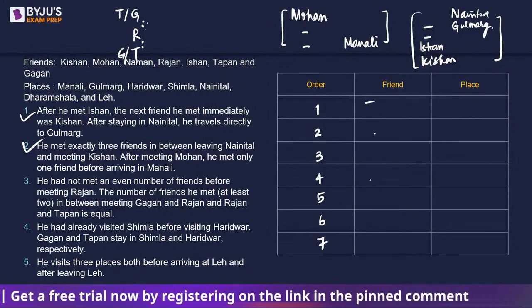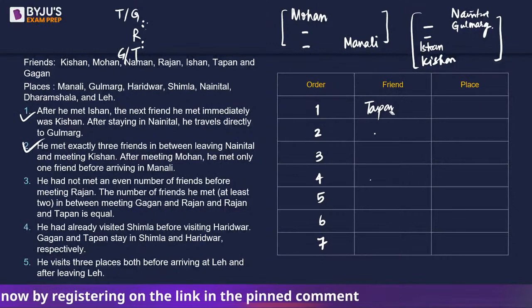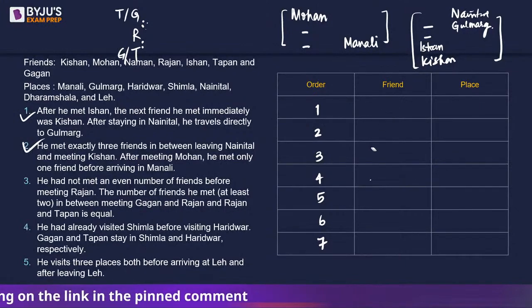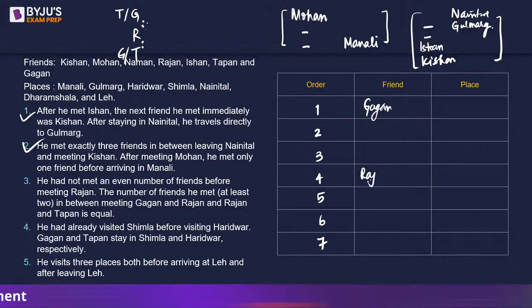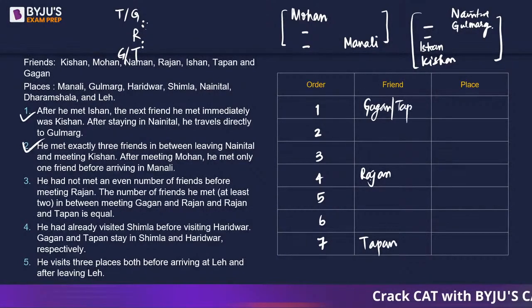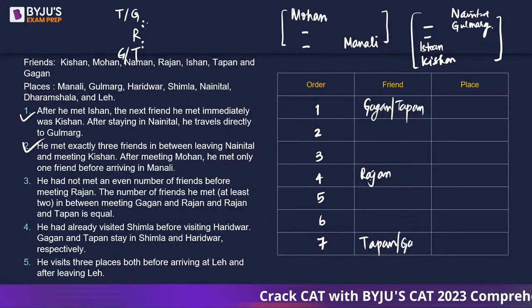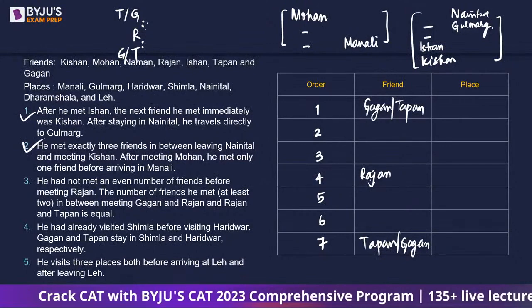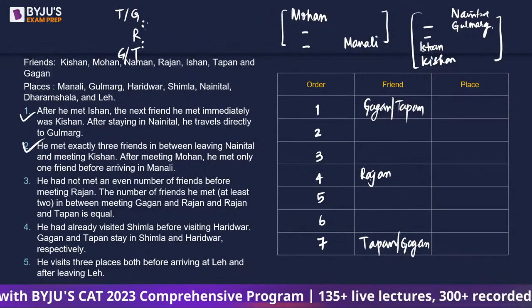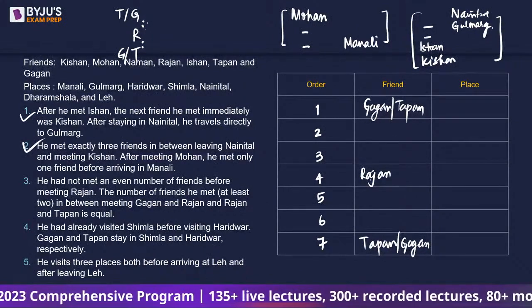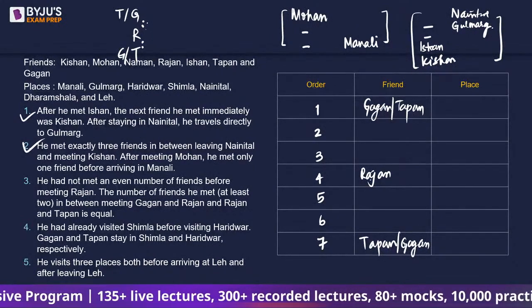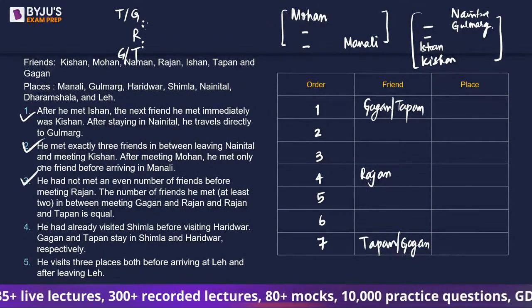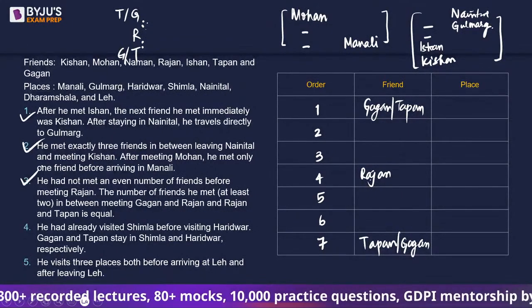So the thing that we come to know is that we can have Tapan here. Main aise likh leta hoon. So we can have Gagan here. We will have 2 friends and Rajan, 2 friends and then Tapan. Or we can have Tapan here, 2 friends and Rajan and then Gagan. Right? The number of friends he met between Gagan and Rajan and Tapan is equal and it is at least 2. He had not met an even number of friends before meeting Rajan. Ye bhi fix hai. Chalo, third statement is completely done.